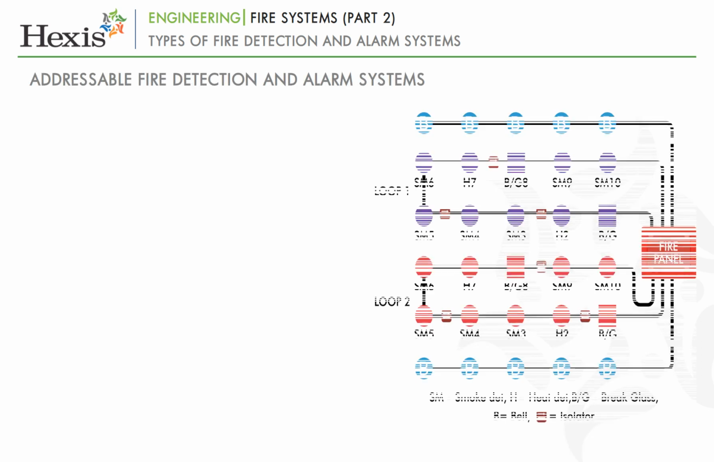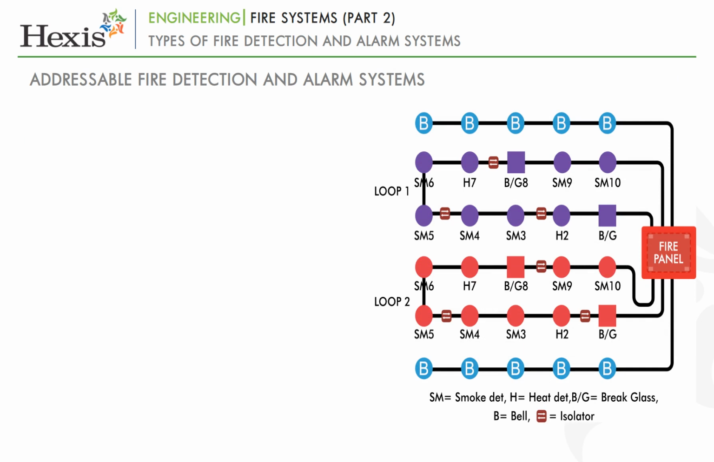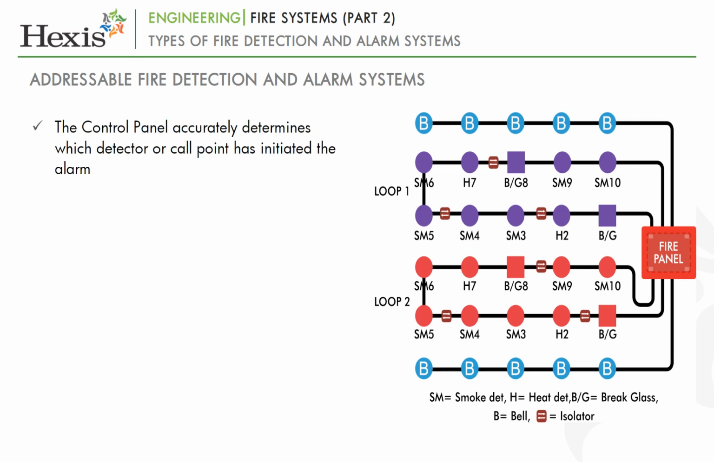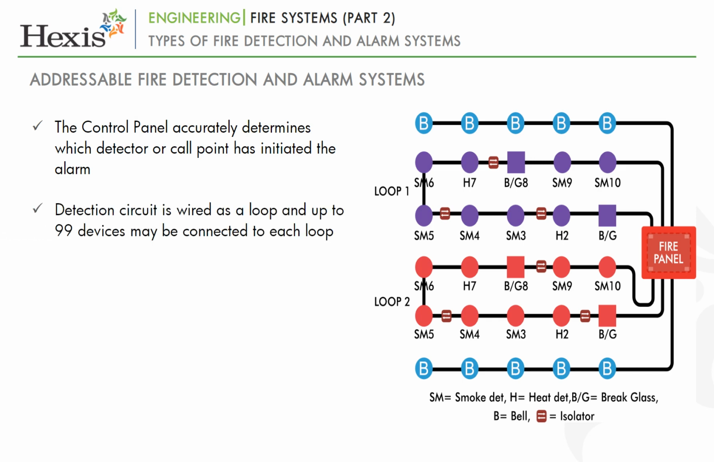Let's look at the addressable systems now. The detection principle of an addressable system is similar to a conventional system, except that the control panel can determine exactly which detector or call point has initiated the alarm. In this system, the detection circuit is wired as a loop and up to 99 devices may be connected to each loop. The detectors are essentially conventional detectors with an address built in.